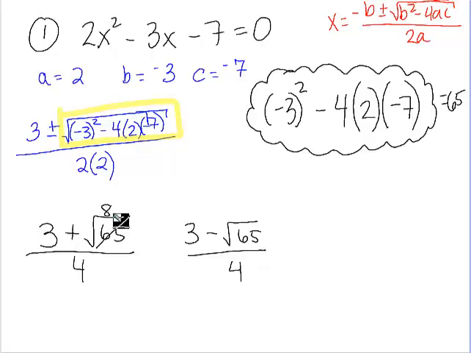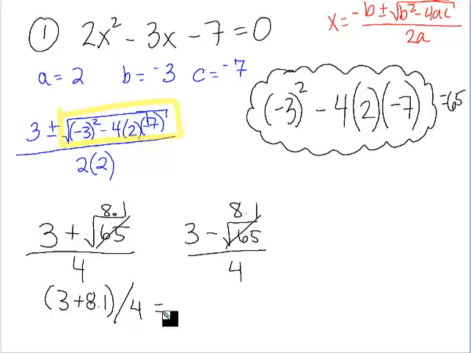8.1. So when we do this, we want to make sure we take 3 plus 8.1 first, and then divide it by 4. And then do 3 minus 8.1 divided by 4, and let's see what 2 solutions we end up getting. The square root of 65 is really about 8.1. So now we need to simplify this. In your calculators, you would say 3 plus 8.1, and then divide it by your 4 and see what we get.